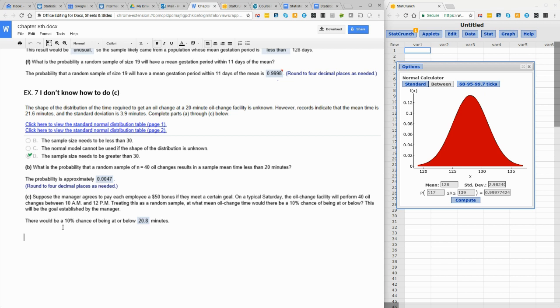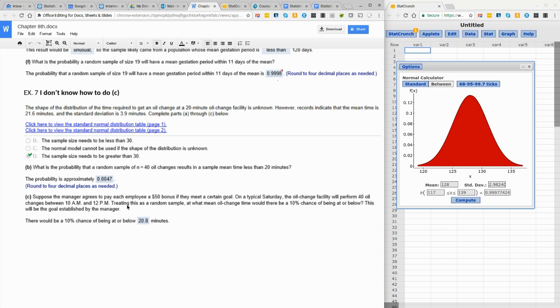This part C is actually asking the question in reverse. Usually in a lot of questions we are given a value for the random variable and asked to find the probability that it'll be less than that value or more than that value or between two values. Here we're given the probability, so we're going backwards. That means on the calculator we're going to be filling out this and getting the probabilities here.